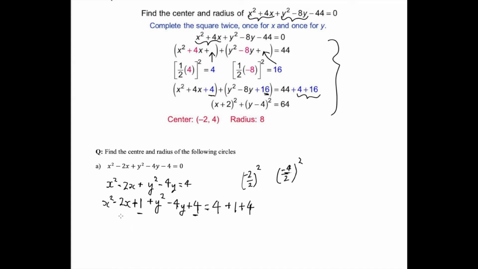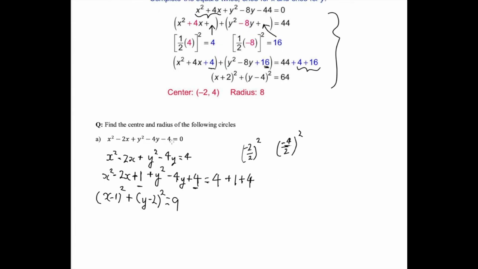Okay, so now let's factorize this. So how do you factorize x squared minus 2x plus 1? Okay, so just think of what is half of minus 2. Half of minus 2 is minus 1. So I can write this as x minus 1 all squared. How do you factorize the next one? So next one is y squared minus 4y. So what's half of minus 4? Minus 2. So we can just write this as y minus 2 squared. And what's this equal to? Take the sum of these three numbers. So hopefully you can do that with your calculator. 9.